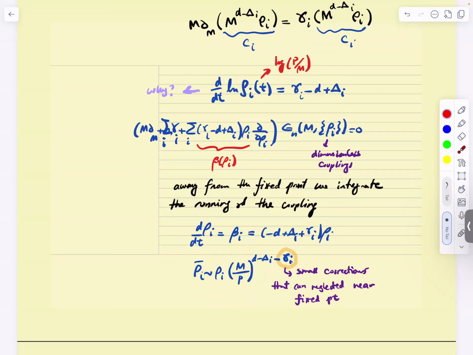Good. Imagine gamma I, these are quantum corrections, right? Imagine gamma I is 0. If delta I is less than d, that means that the coupling decays in the infrared. Sorry, grows in the infrared. Oh yeah, I'm changing the p. Wait a second. I'll see positive. Yeah, I'm lowering the p.